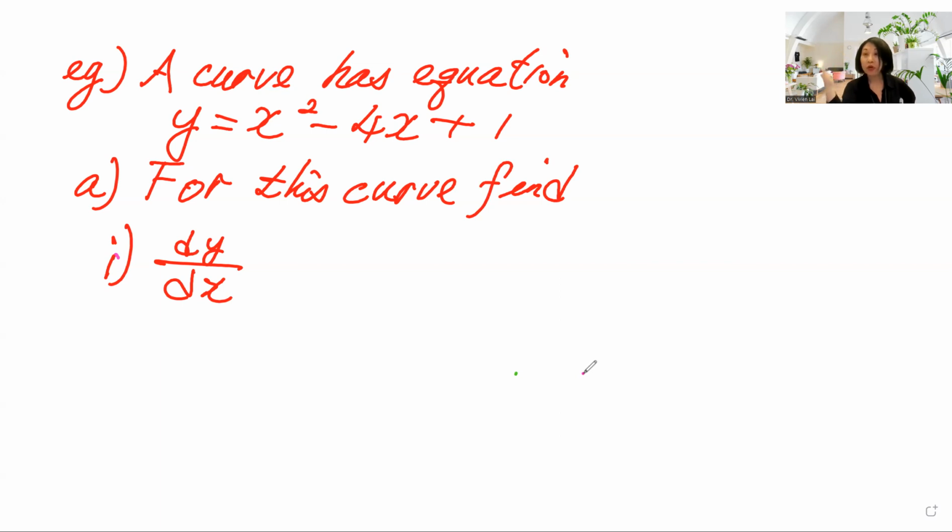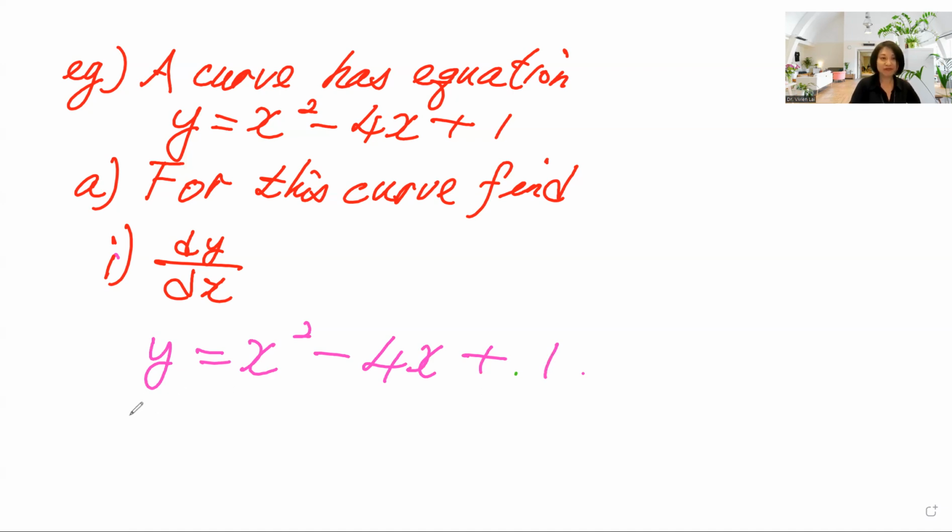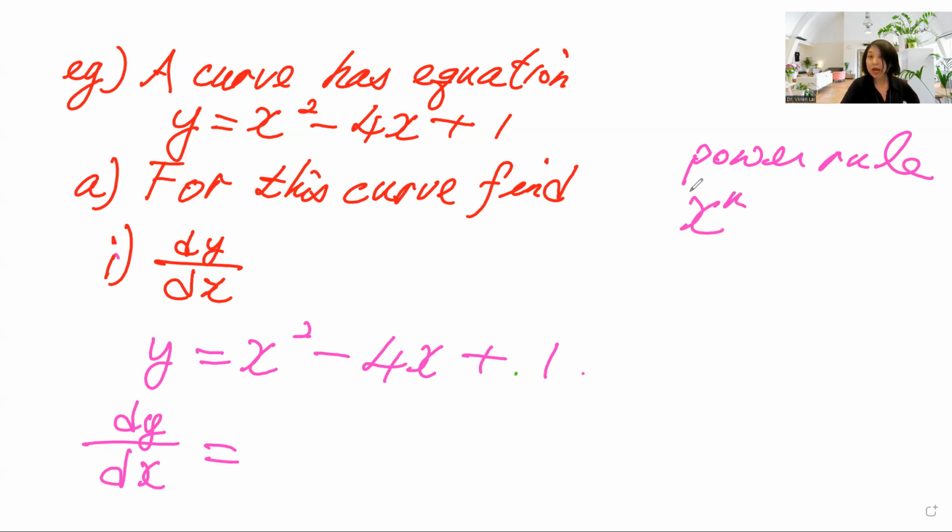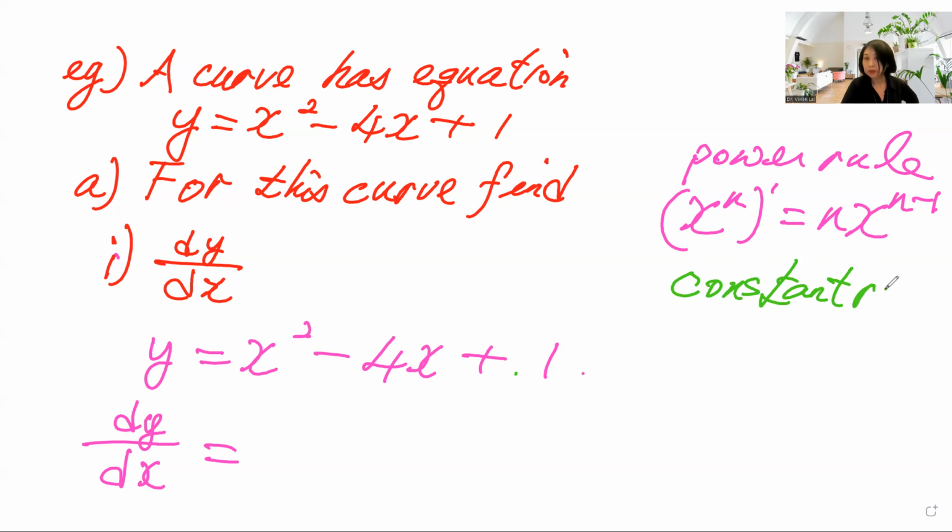So the way for doing it, please follow my steps of working. First, write down the question. This is the solution, in pink color, all right? So x to the second power minus 4x plus 1. Doing the derivative, dy/dx equals, what is it? Tell me. Power rule. Remember, power rule: the derivative of x to the n power equals nx to the n minus 1 power. This is the power rule, right? And the second rule, what is it? The second rule is the constant rule. What is the constant rule? The derivative of a constant equals 0.